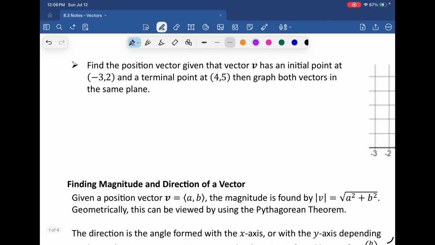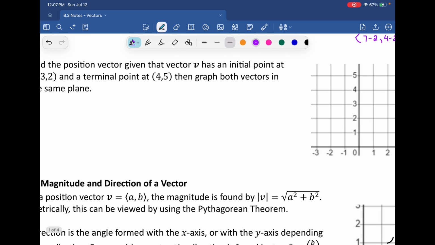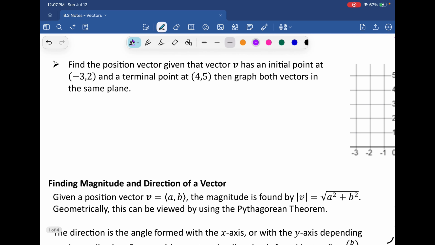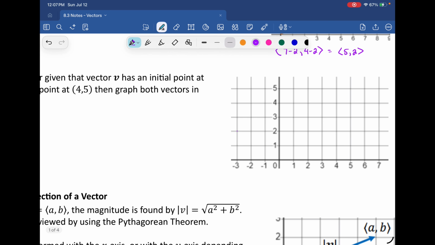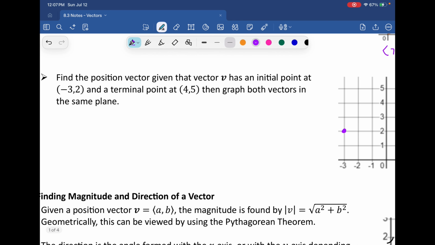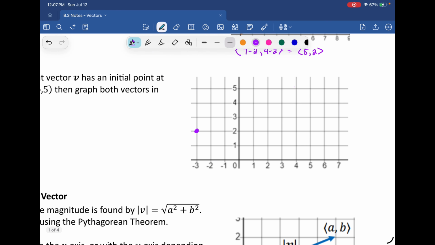Find the position vector given V that has the initial point at negative 3, 2, and terminal at 4, 5, and then graph both. So we're going to go ahead and graph the initial point, negative 3, 2, and 4, 5. And then make sure you draw the arrow at the end.